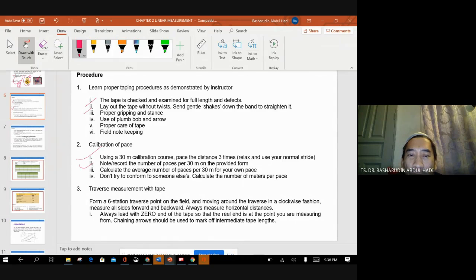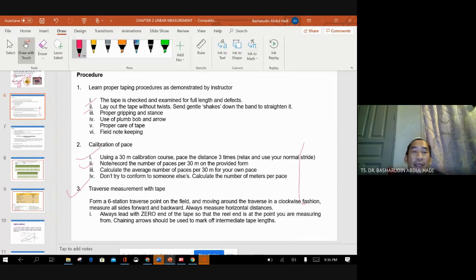Calculate the average number of paces for 30 meters for your own pace. Okay. And lastly, don't try to conform to someone else. Calculate the number of meters per pace. Okay. So that is the normal calculation that you must be aware of. You must calculate every 1 meter to understand whether your previous tape, the old tape, is still working or not when compared to the new tape.